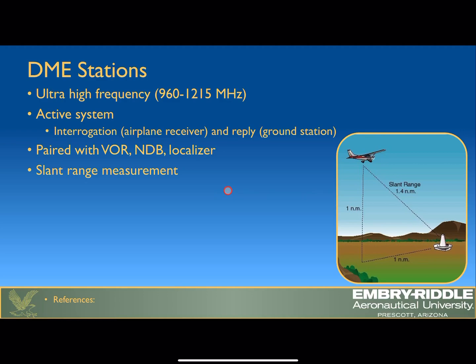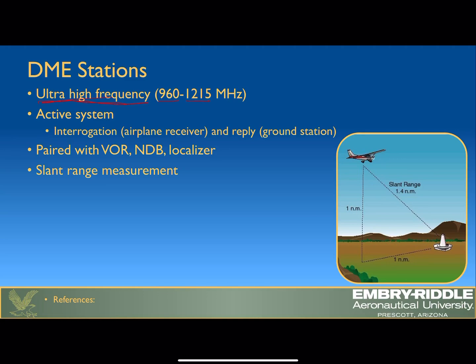All right, let's review DME, distance measuring equipment. So DME operates in the ultra high frequency from 960 to 1215 megahertz. This is an active system, or what we call an interrogation reply. So the aircraft receiver is the interrogator, and we get a reply from the ground station. So we send a signal out and we get a signal back. That tells us how far away from the DME station we are.